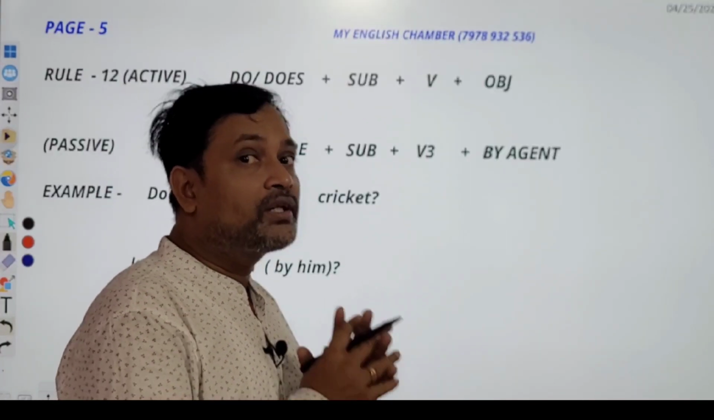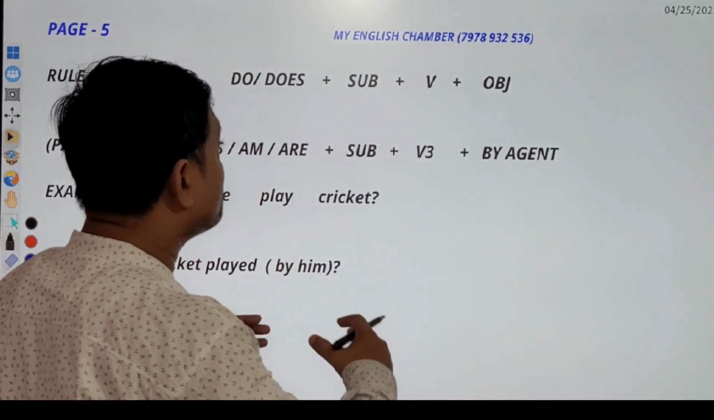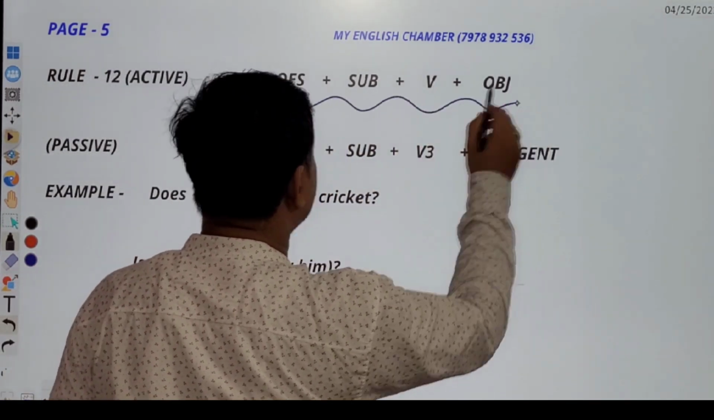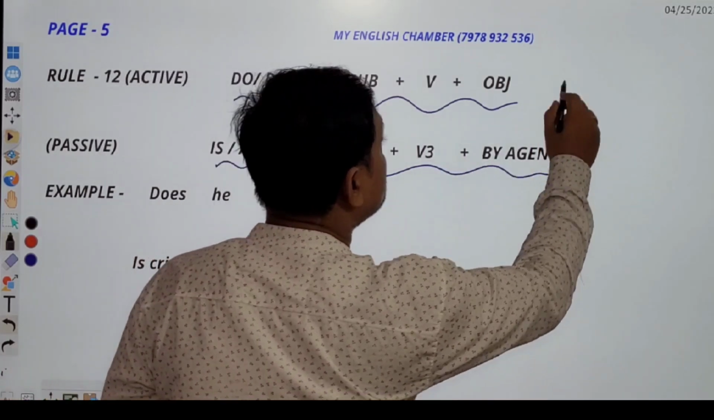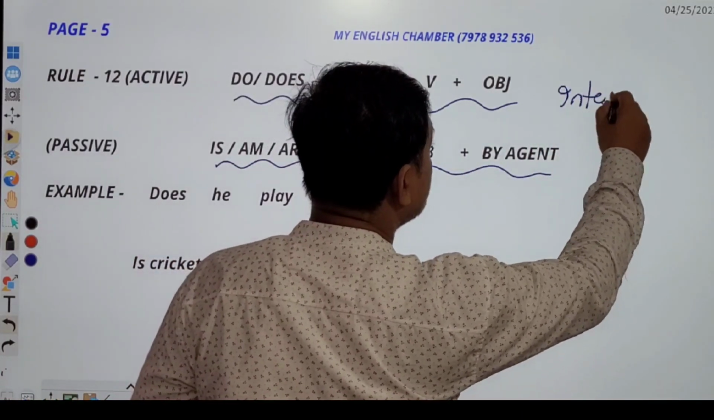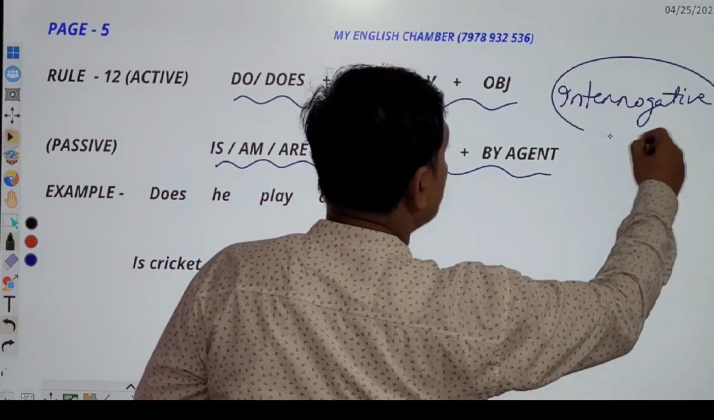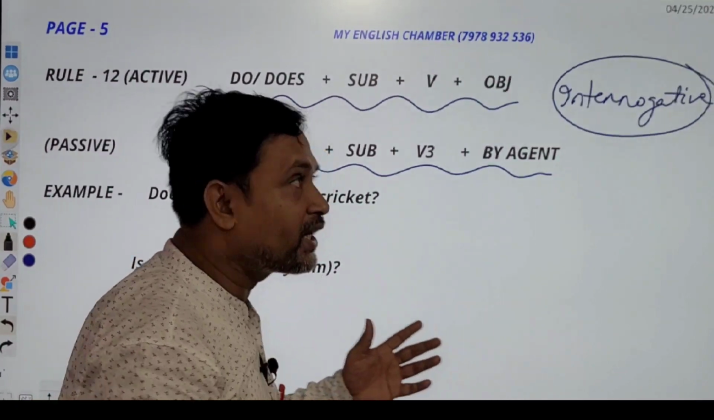Today we will learn the third part of voice change. It shows us how to change an interrogative active sentence into an interrogative passive sentence. It's an interrogative sentence. How did you know that it's an interrogative sentence?